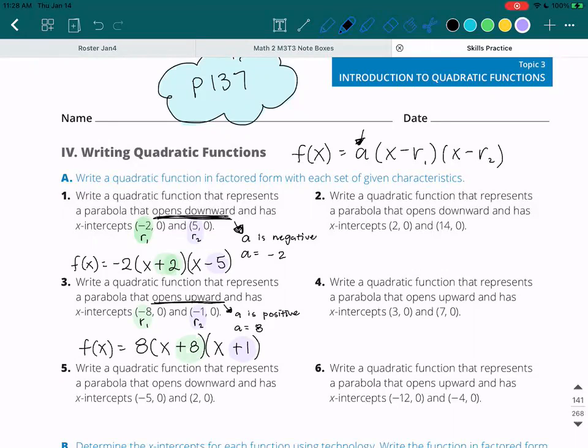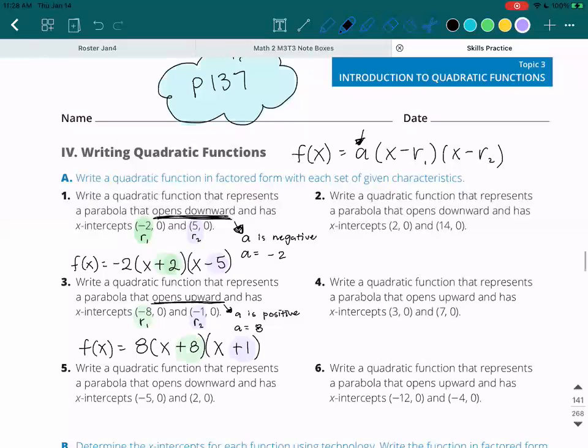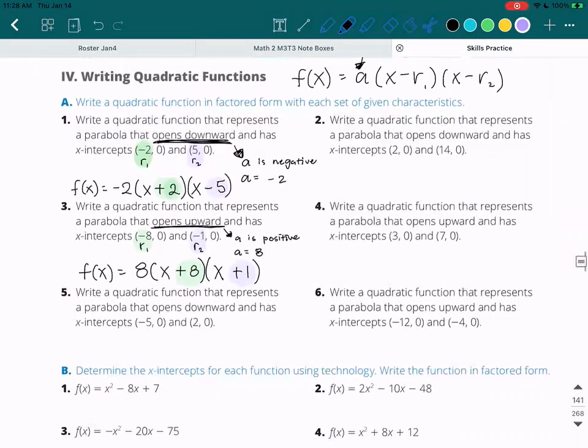Are there any questions for this one? I'm going to pause and give you guys a chance to ask. All right, I'm going to scroll up a little bit just because that way maybe it makes it easier for us to see. Last one that we're doing as an example, write a quadratic function that represents a parabola that opens downwards and has x-intercepts -5, 0, so that's our R1, and 2, 0, so that's our R2.